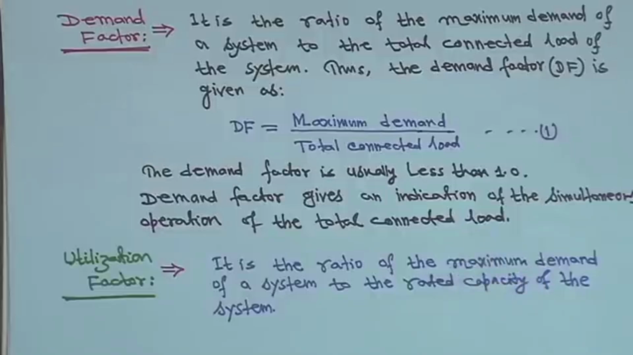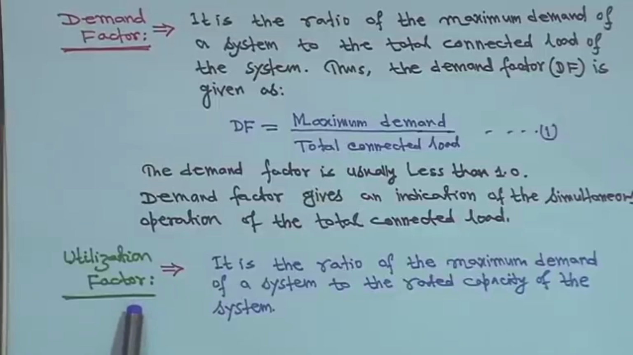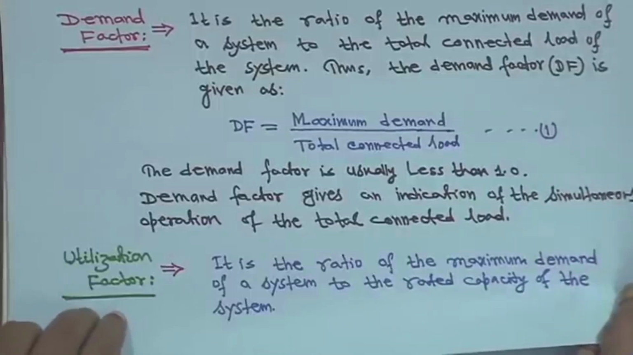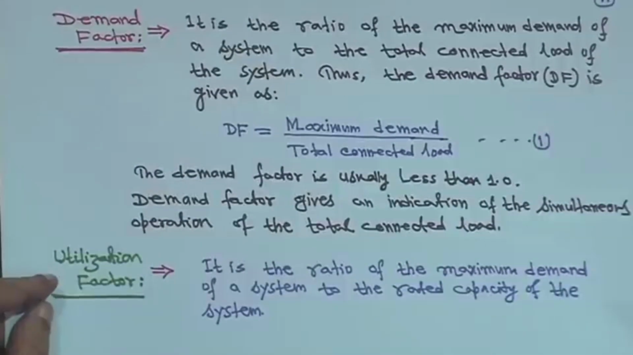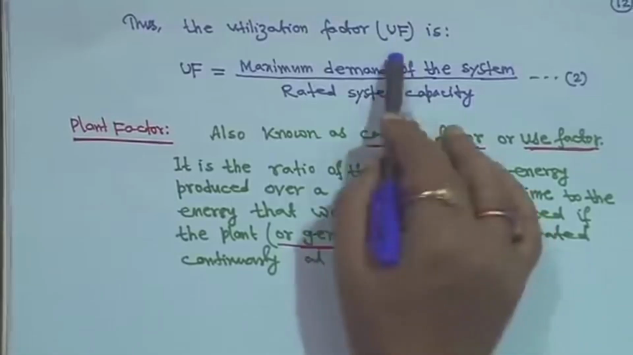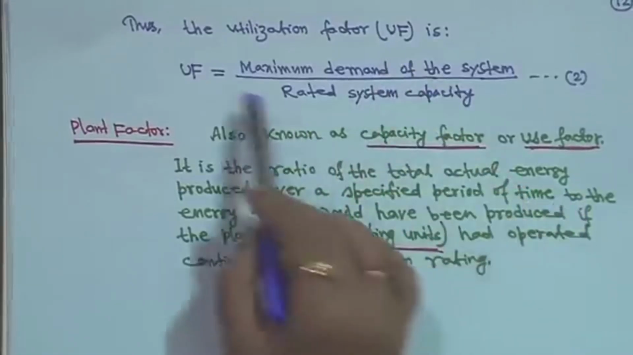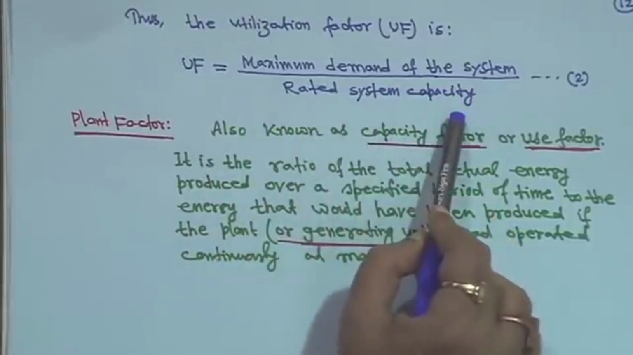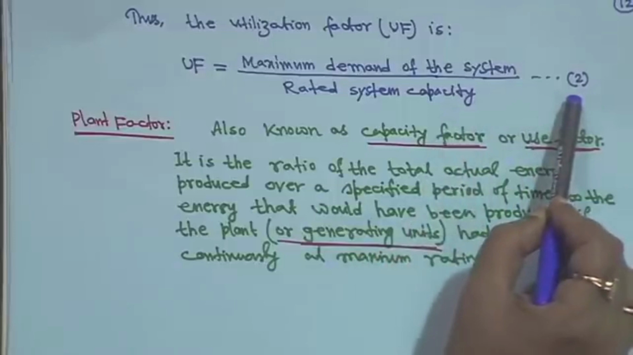Next is utilization factor. It is the ratio of the maximum demand of a system to the rated capacity of the system. So later we define utilization factor, UF, as the maximum demand of the system divided by the rated system capacity. So this is equation 2.